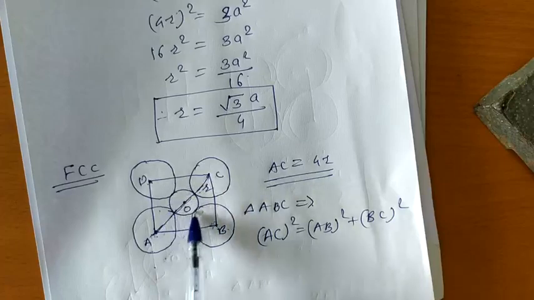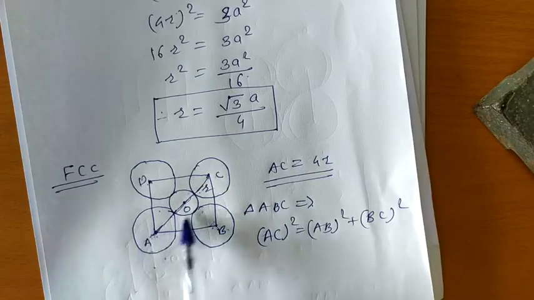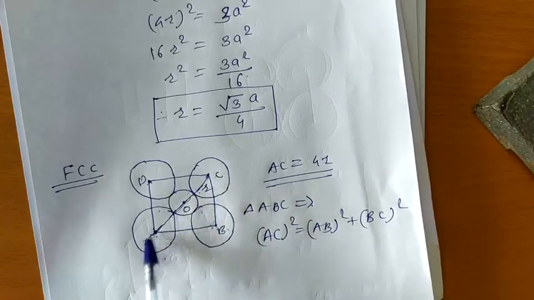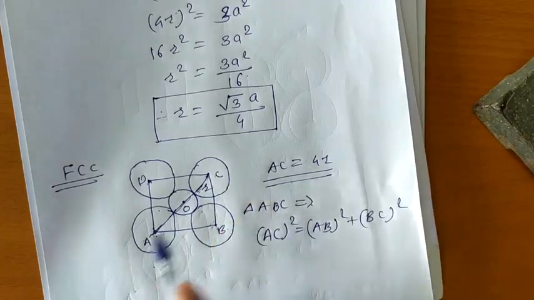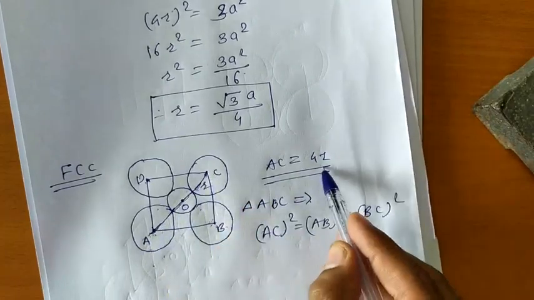This is the atom centered at the face of the crystal. This is the central atom at the face and it touches along the diagonal with the corner atoms. Obviously, this is R plus twice R plus R, that is 4R. It means that AC equals 4R.